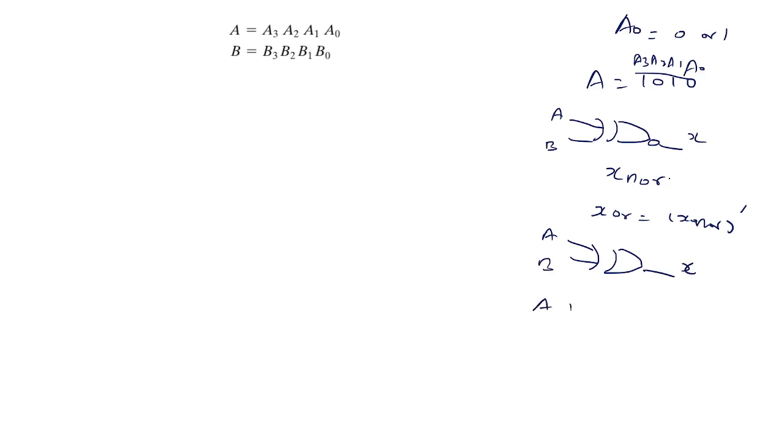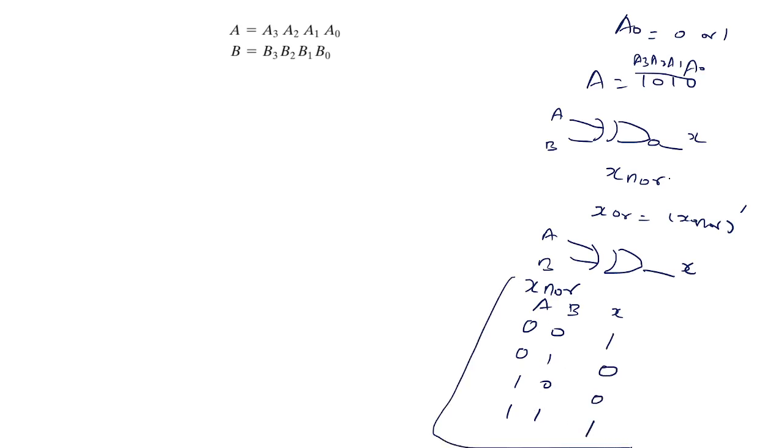So I'll write the truth table for the XNOR gate, with inputs 0 0, 0 1, 1 0, 1 1. If both the inputs are 0, the output X is 1. If the inputs are different, X is 0. If both the inputs are the same, X is 1. So this is the truth table of the XNOR gate, and it is the complement of XOR.